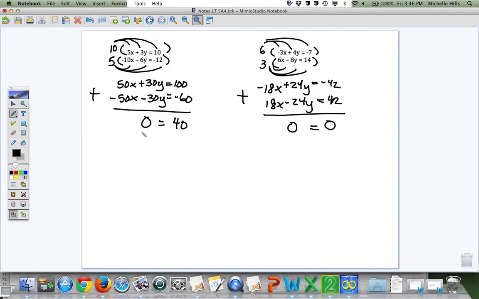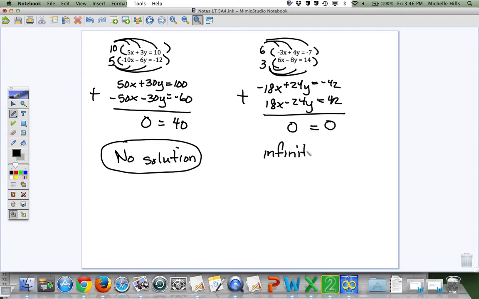These are never equal to each other, so this is no solution. Which means if I graph these lines, they're actually parallel lines. This one, if I graph these two, they turn out to be the same line. 0 always equals 0. So this one is infinitely many solutions.